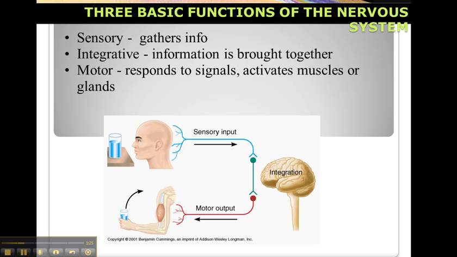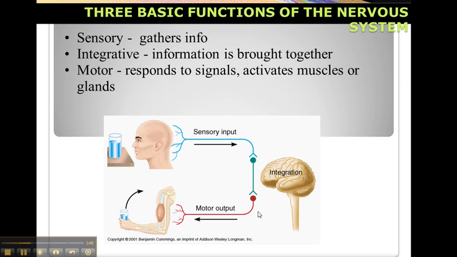So we've talked about this with homeostasis feedback loops. Sensory is where anything that's gathering the information. So in this example, the eyes are looking at this glass of water saying, I'm really, really thirsty. And so it inputs that and goes into the integration or integrative part, which is always the brain. Information is brought together here. This is your second bullet point.